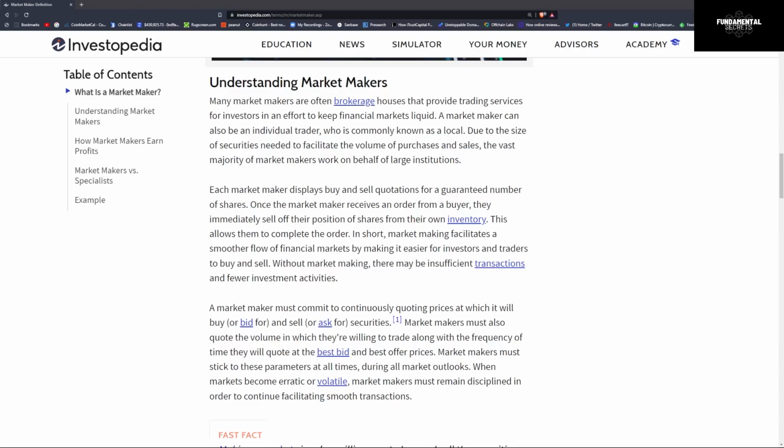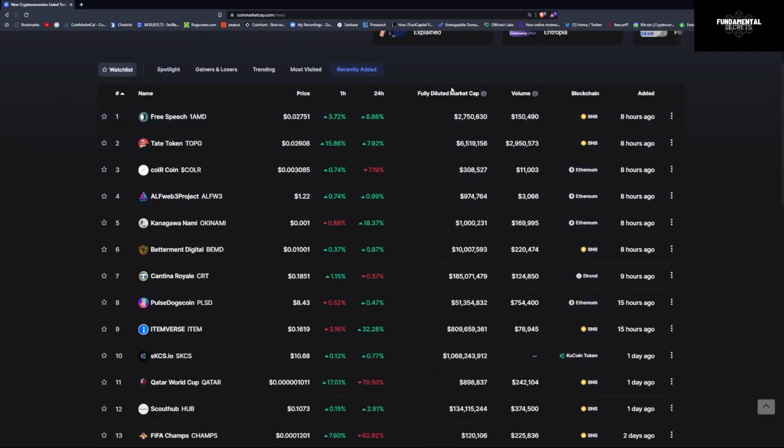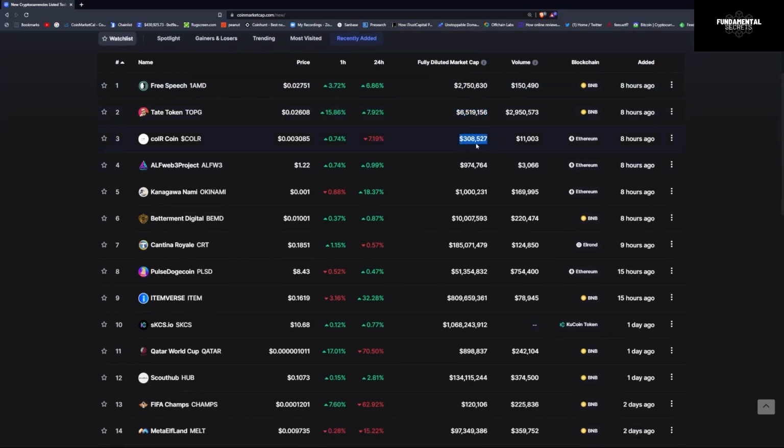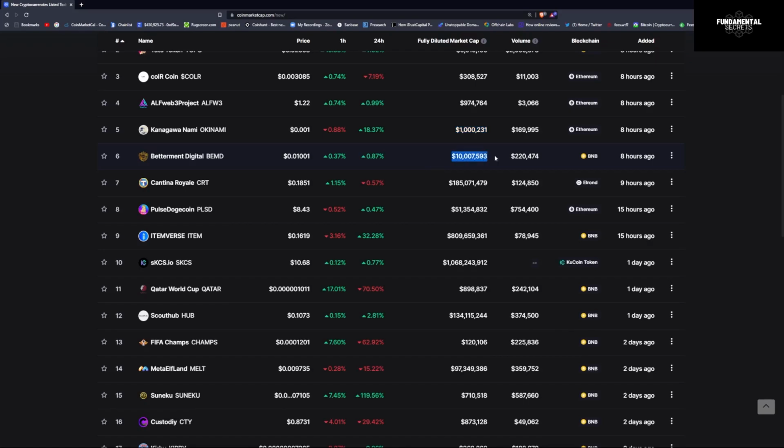Let's look at some recently added coins on CoinMarketCap. I think those are great examples. All right, so for instance, see the liquidity to market cap of these? 2,750,000. That could be one liquidity provider. 6,519,000. 308,000 could definitely be one liquidity provider. 974,000. 1 million, 10 million.